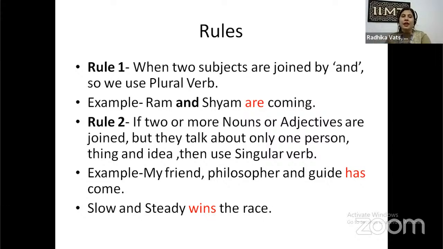My friend, philosopher, and guide has come. Now we know the difference between "has" and "have". Wherever there is a singular subject, we use "has", and whenever there is a plural subject, we use "have". We all are aware of it. Now, if we just read the sentence: my friend, one; philosopher, two; guide, three. So there are three words. So we might think, okay, three words means three subjects, and three subjects means we have to put "have". No, we have to understand what kind of subject is there. If you see clearly, my friend, philosopher, and guide is the same person. We are talking about the same person, not about different persons. That's why we have used "has", right?